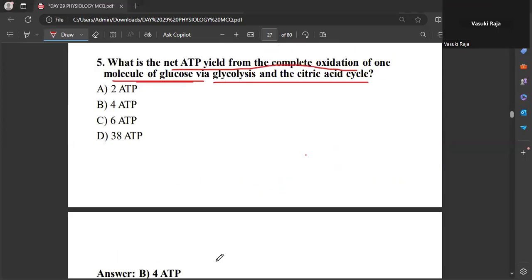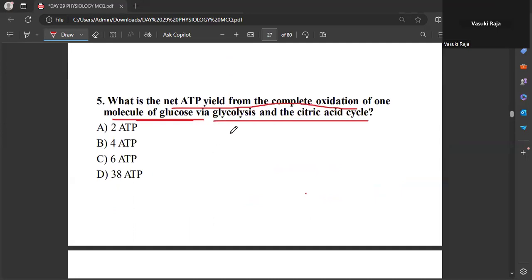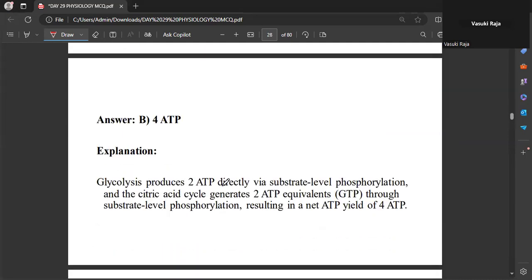See here, the same mistake you are doing again and again. In the question, I don't ask the net ATP from the entire cellular respiration process. Instead, I asked only the ATP, not even NADH and FADH2, net ATP yield in the process of glycolysis and citric acid cycle. So you have to be very careful when you answer these types of questions, right?